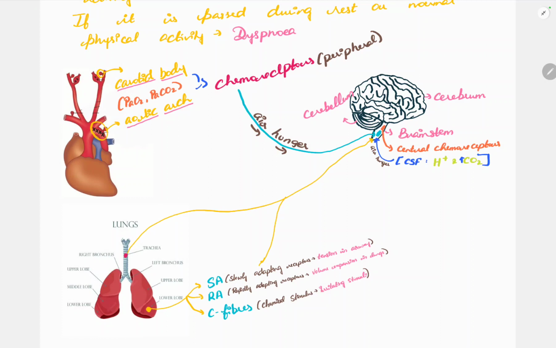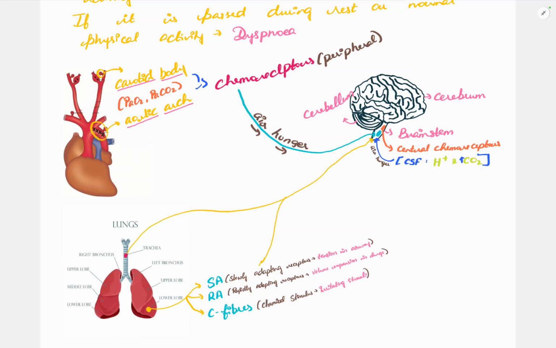First, coming to chemoreceptors. These can be divided into central chemoreceptors and peripheral chemoreceptors. Central chemoreceptors are situated in the brainstem, mainly in the CSF. They sense hydrogen and carbon dioxide. If there's an increase in carbon dioxide, then there is a signal which tells that the body is undergoing respiratory effort. So this is about the central chemoreceptors.